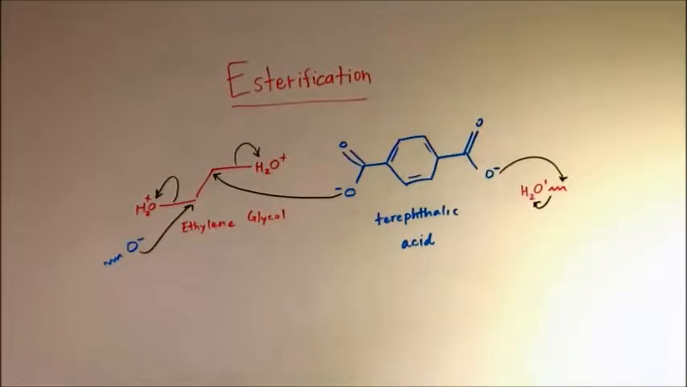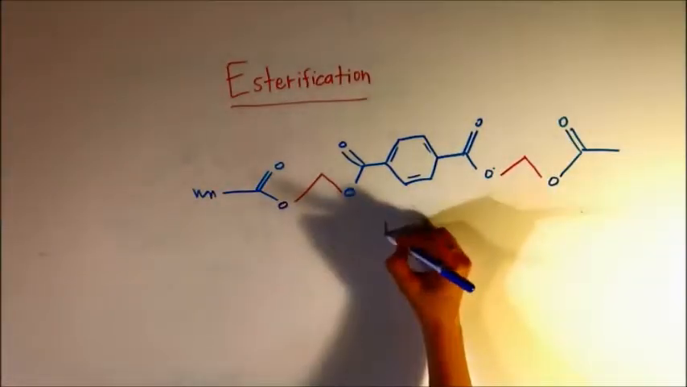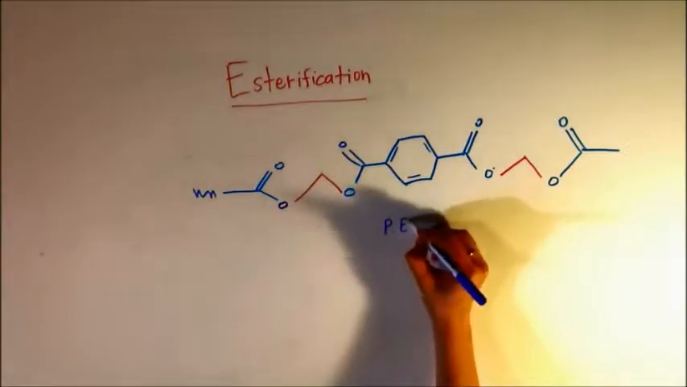The ethylene glycol deprotonates the OH group on the terephthalic acid, and water is formed as a leaving group. Then, the two monomers attract to form the polymer, polyethylene terephthalate, or PET.